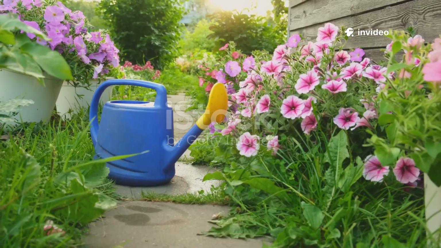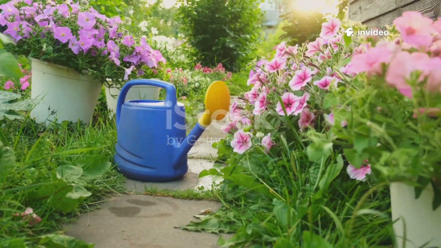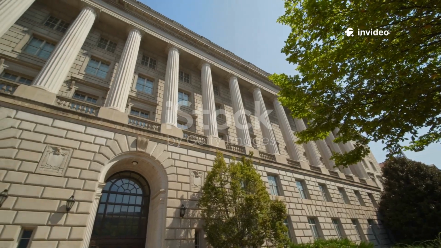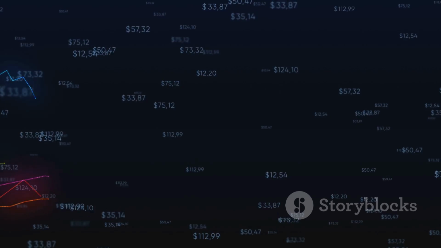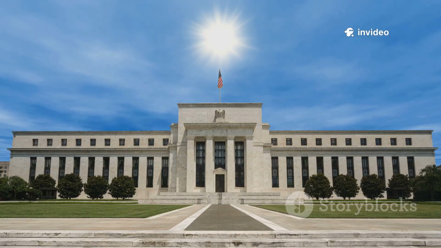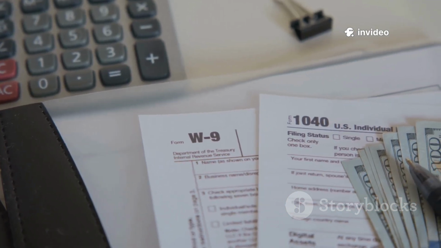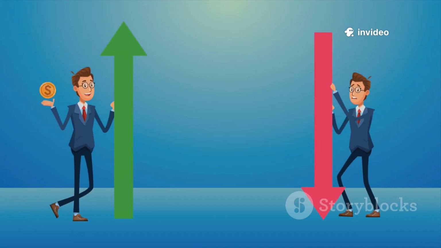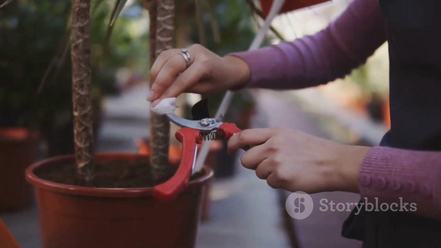Now the folks in charge, central banks and governments, have two big watering cans: monetary policy and fiscal policy. Let's break down what these mean. Monetary policy is all about the money supply and interest rates, and it's handled by the central bank. Fiscal policy, on the other hand, is about government spending and taxes. Both can be either restrictive or expansionary, and they're used kind of like fertilizer or pruning shears, depending on what the garden needs.